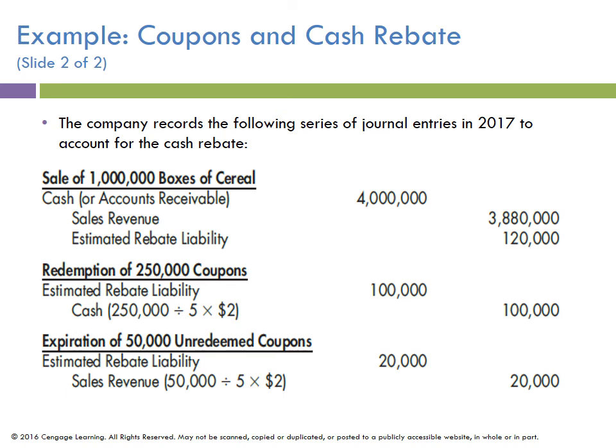As the coupons are redeemed, when 250,000 of them are redeemed, divided by 5 for one offer, there's 50,000 offers going out at $2 each. They'll pay $100,000. They reduce their liability as such. The coupons that expire, they'll debit estimated rebate liability to remove that balance, and then credit sales revenue, because that's money they thought they would have to pay out. It's actually sales revenue now.